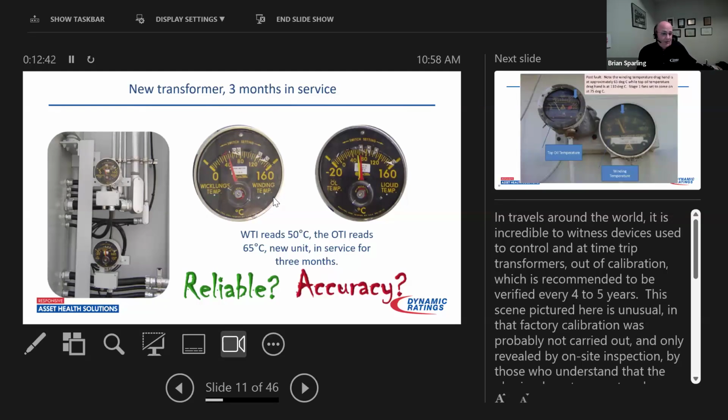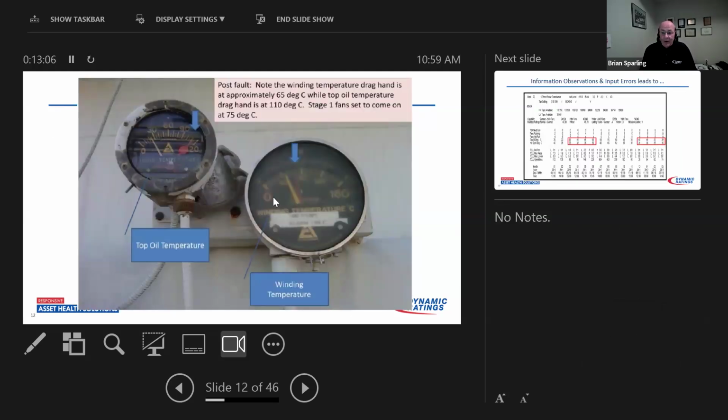First thing is I look for leaks or seeps. Secondly, I look at these gauges to see where they sit, how far they've gone in terms of that drag hand. And if it's showing that the winding temperature indicator, oil temperature is reading greater than the winding temperature, I point it out and say, hey, this is not calibrated correctly. Here's an example of what happens if no one looks at it. Now you can tell that these gauges have been in service for quite some time.